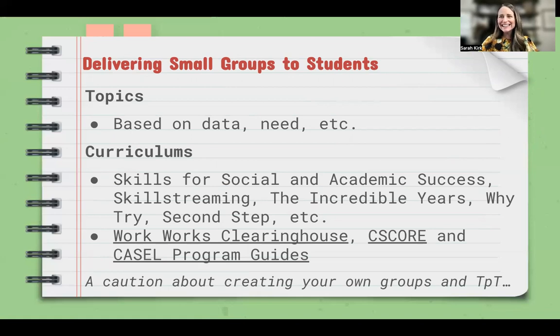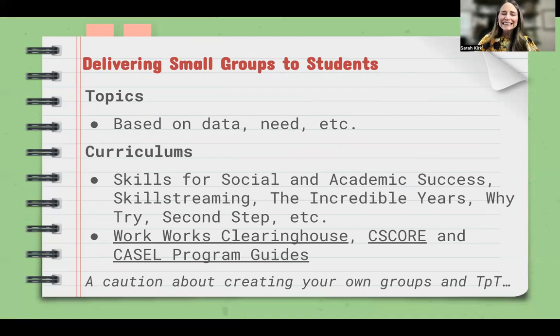And unfortunately, I can't tell you that because I don't know what your data says and I don't know what your students need. And I don't know what topics you're covering in classroom lessons and if your school has a school-wide SEL curriculum or if you have values that you reinforce at your school. All of those things are going to come together to help you determine the topics that you teach.